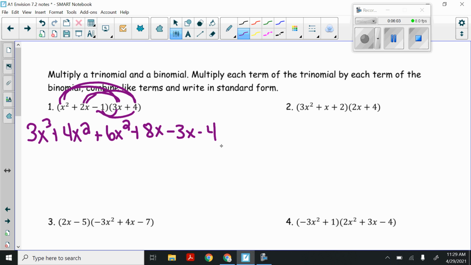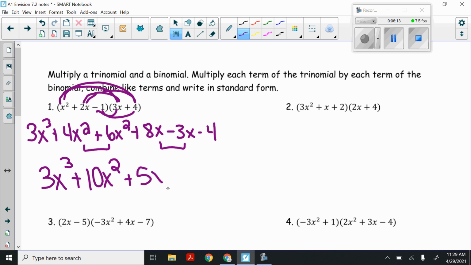Now I want to combine like terms. So I have x squareds to combine and x's. So I end up with 3x cubed plus 10x squared plus 5x minus 4. We are in standard form.